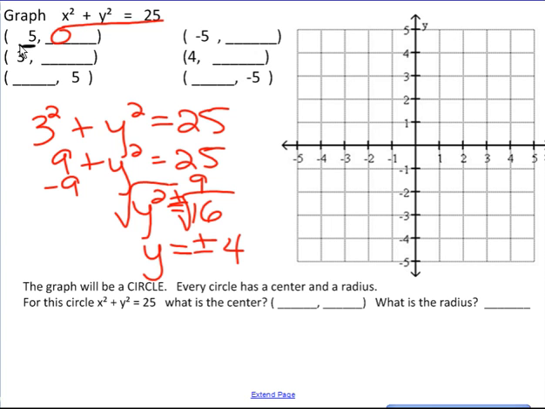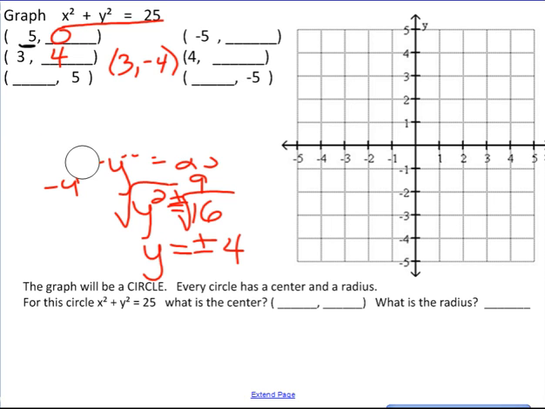So how can we put that as a point? We have x is 3, y is positive 4. But I have another point in here, 3, negative 4. All right, so we've got some more points we have to find.